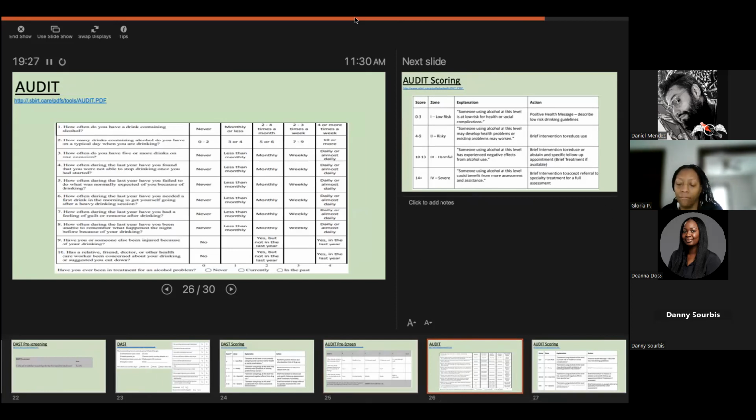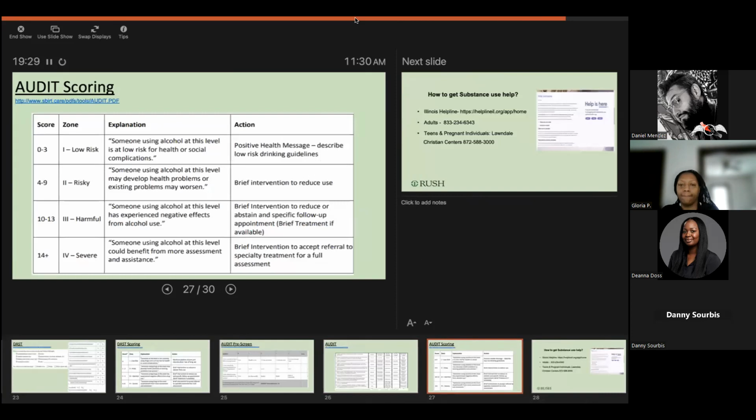Hope I put the screening in. Yes, I did. And then I put the scoring in, which is 0 to 3, low risk; 4 to 9, risky; 10 to 13, harmful; and 14 or more is severe.